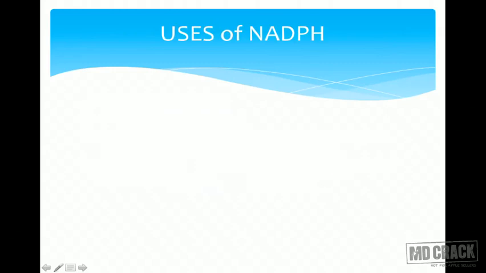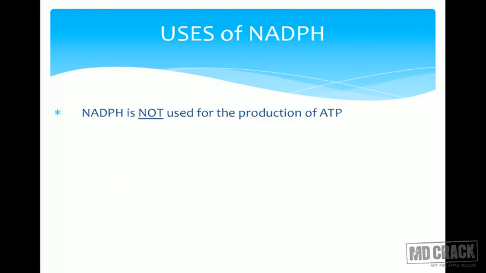So what are the uses of NADPH? I kept telling HMP shunt produces NADPH. What are the uses? Is it used for ATP production? No. Remember, NADPH does not enter the oxidative phosphorylation. NADPH will not produce ATPs. It is only NADH which produces ATPs.